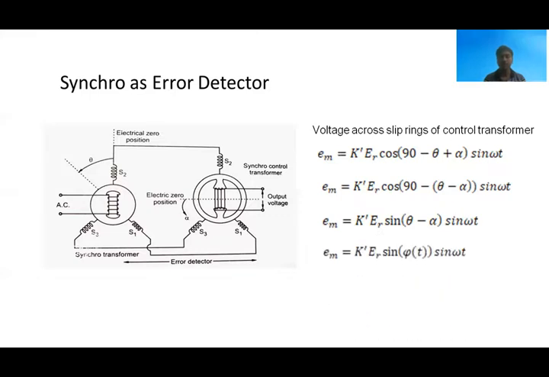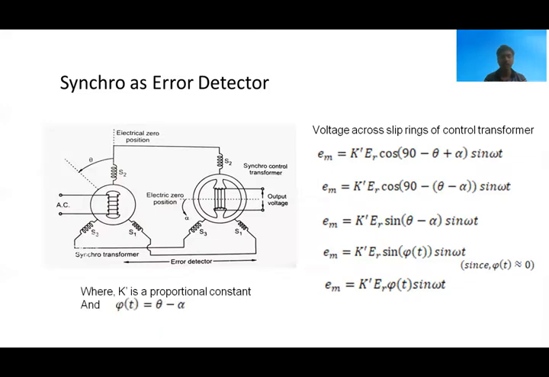If we assume theta minus alpha is equal to phi of t, then E_m is equal to K dash E_R sin phi of t sin omega t. When theta minus alpha, the angular displacement between the two rotor windings, is a small value, approximately equal to 0, then sin phi of t is approximately equal to phi of t. Therefore, E_m is equal to K dash E_R phi of t sin omega t, where K dash is the proportionality constant and phi of t is equal to theta minus alpha.